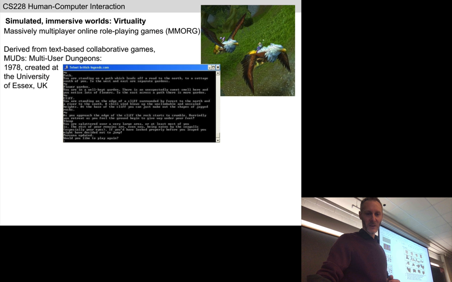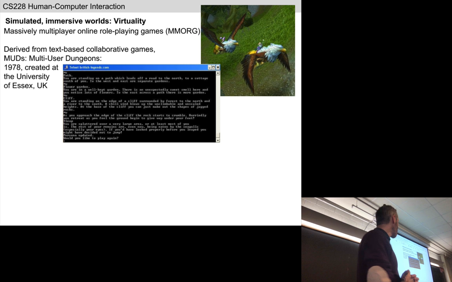Okay, so we've talked a little bit about the cutting edge of VR. Let's go back in time to virtual worlds. The very first virtual world was a multi-user dungeon, or MUD, created in the late 70s in the UK, and it was all text. Again, we've had books for a long time, so virtual worlds were a pretty smooth progression from a story in text to what we have today. The graphics are nice, but not necessary.